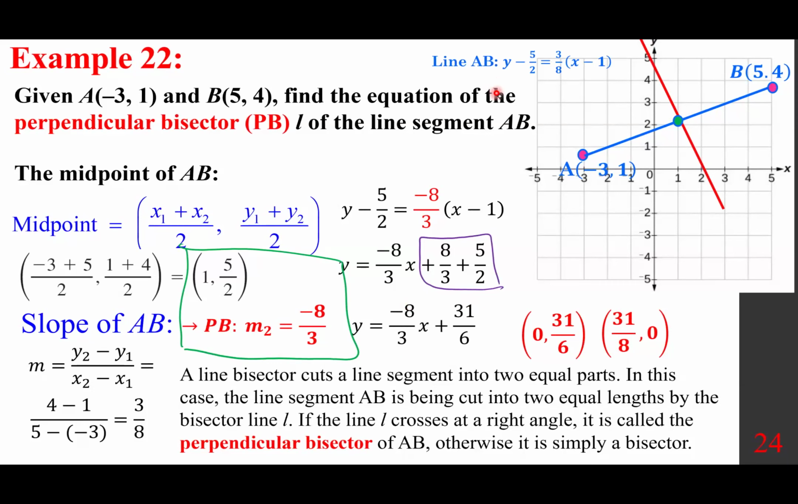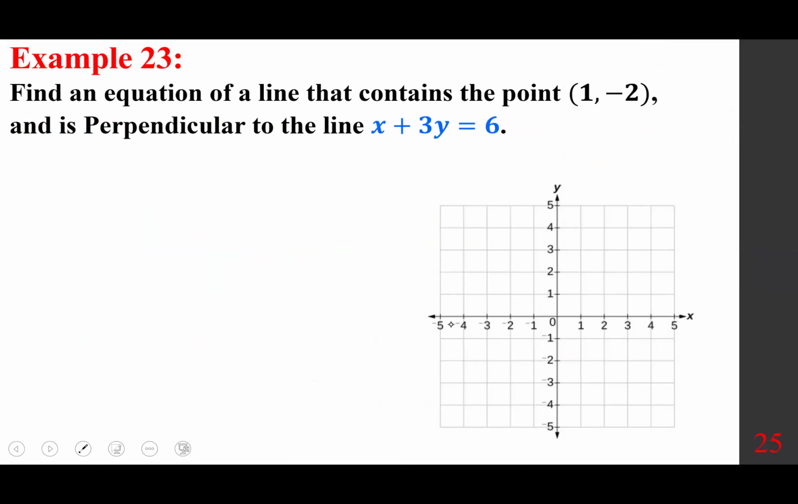This is the line AB, equation 3 over 8 times x plus 17 over 8. And this is the perpendicular bisector having this equation. Here's the last question, class. We want to find an equation of a line that contains this pair and is perpendicular to this line.